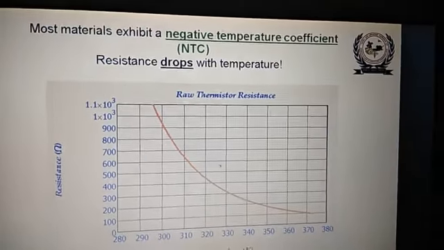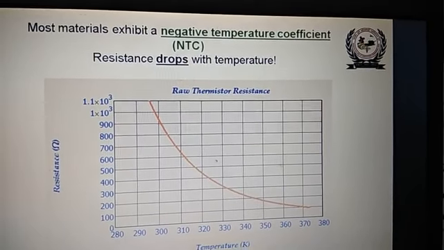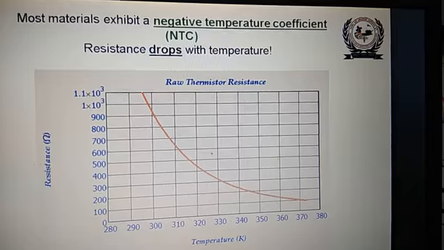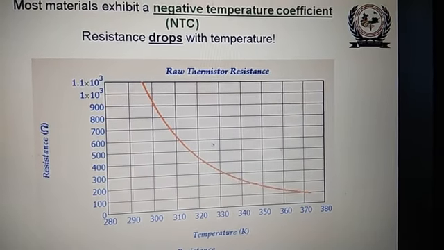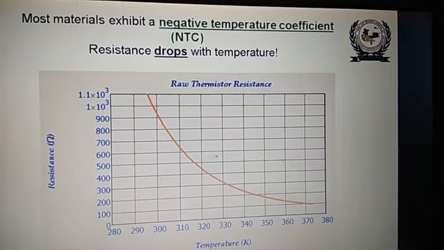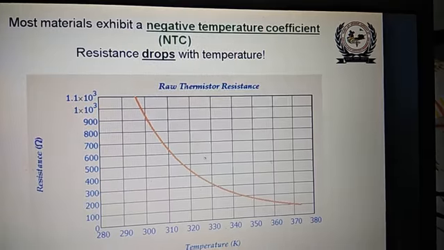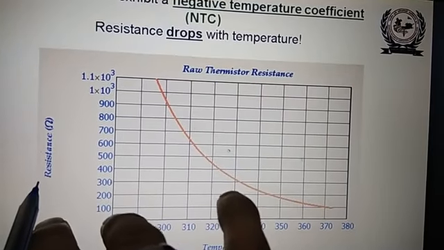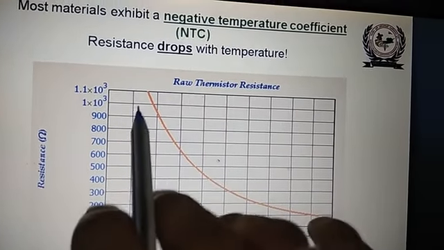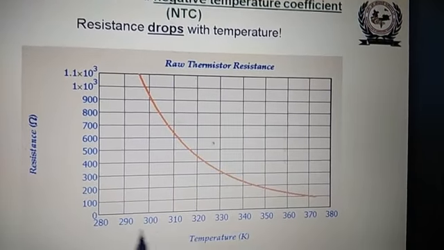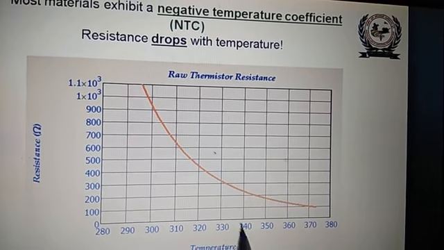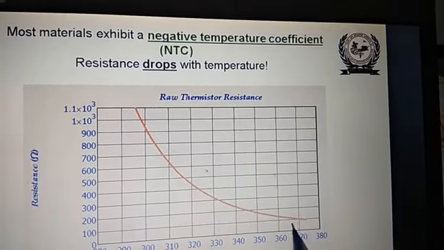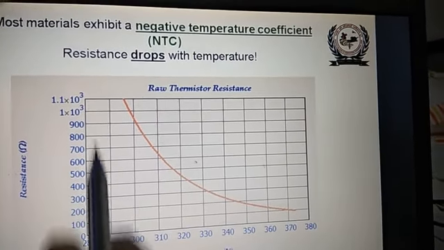Here you can see the characteristics of NTC, negative temperature coefficient. Most materials exhibit a negative temperature coefficient. That means as temperature increases, resistance will decrease. Here this is resistance, and you can see this resistance decreases as the temperature increases. This is temperature, this is the raw thermistor resistance, and this is the characteristic of NTC. As temperature increases, this resistance will decrease.